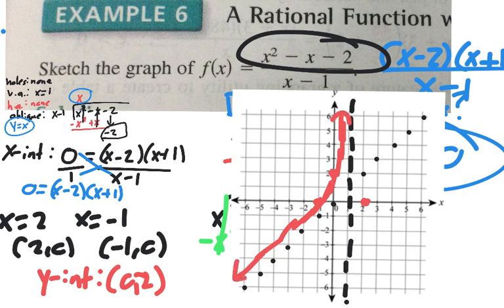Graph looks like that. And then on the right side, same thing. I'm going to have to decide, am I above the oblique asymptote like this, or am I beneath the oblique asymptote? I have to be beneath it, right? Because I have to go through that x-intercept. So again, I'm tending towards the vertical asymptote. Go through here. And then once I get to the oblique asymptote, I follow it. It looks like that.